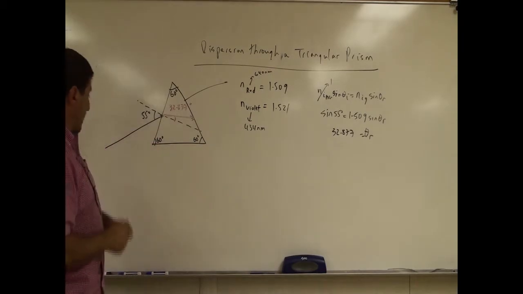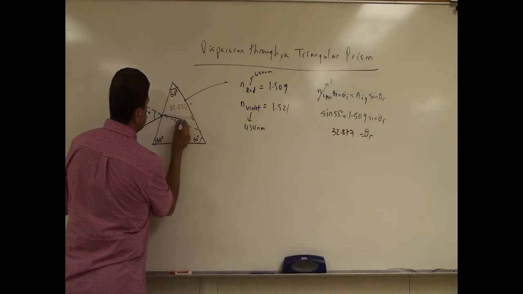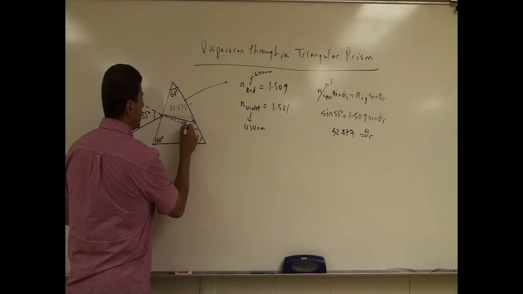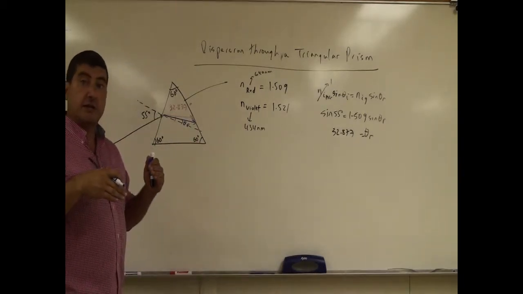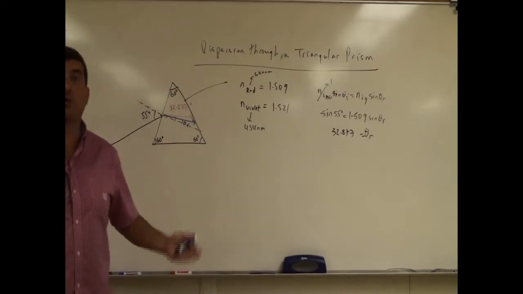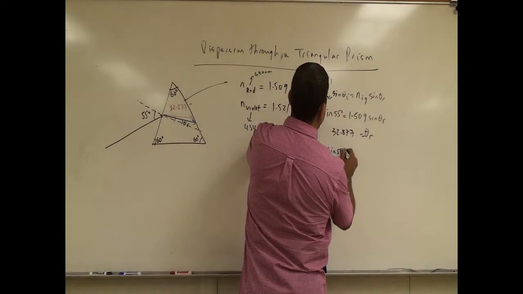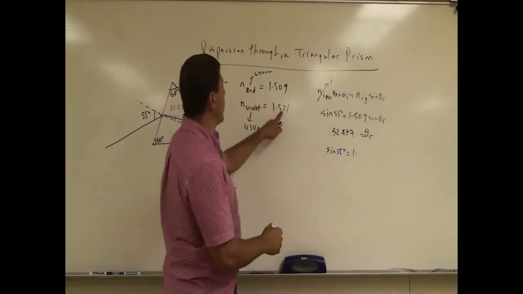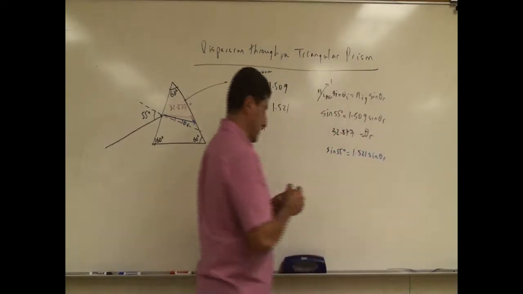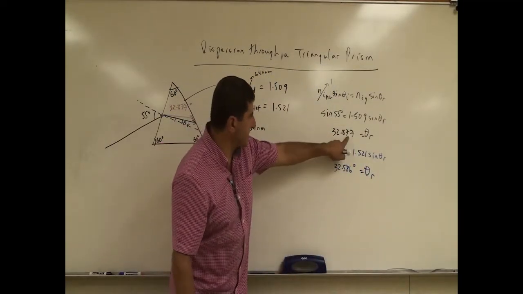My blue and violets are going to bend more, right? So they're going to look something like this. Their refracted angle is going to be smaller because the violet is slowing down more when it's going from air to glass, and because it's slowing down more, it's bending more. So here it's sine of 55 equals 1.521 times sine of theta r, which gives 32.586 degrees. So you see, it's slightly less than the red.